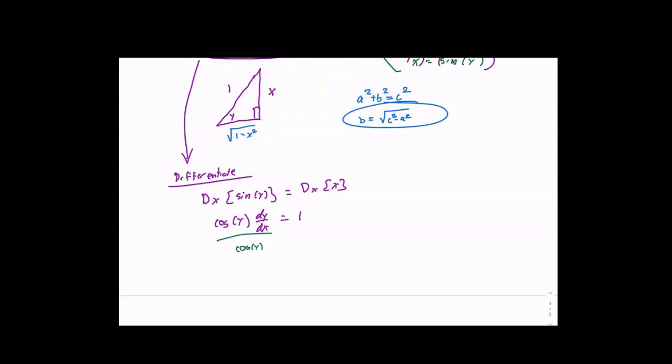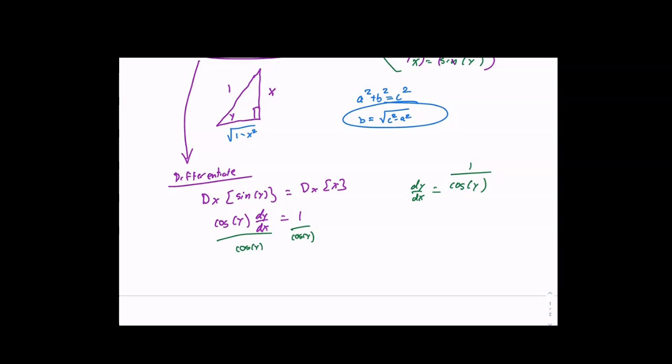Divide by cosine of y on both sides. And we get that dy dx is equal to 1 over cosine of y. So that is the derivative. That's the derivative, but that's not in terms of x.